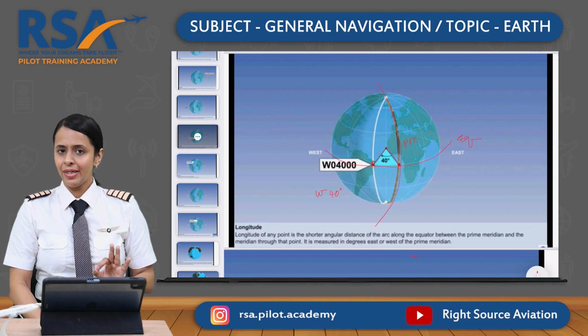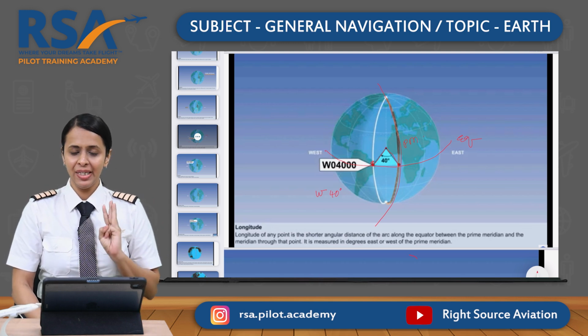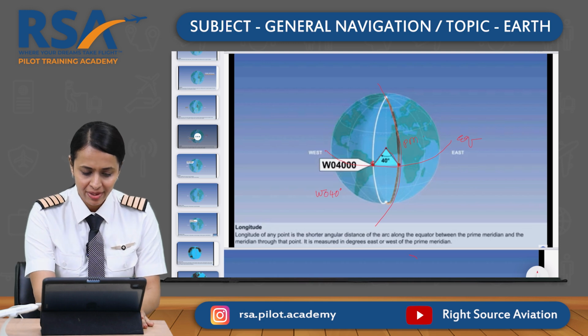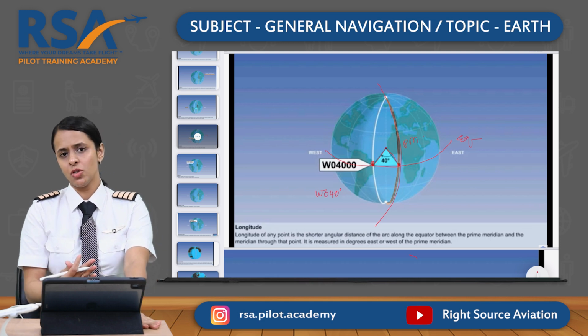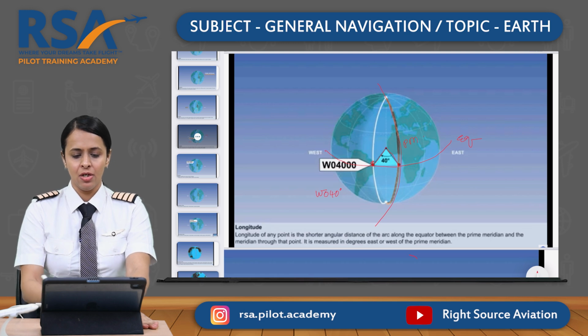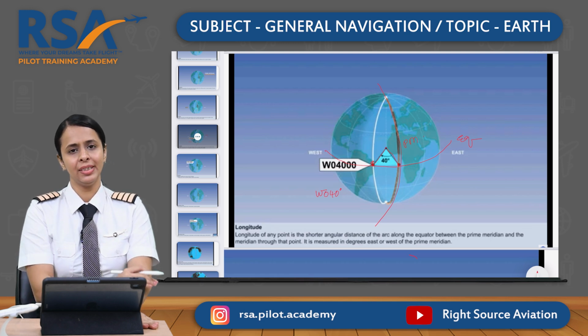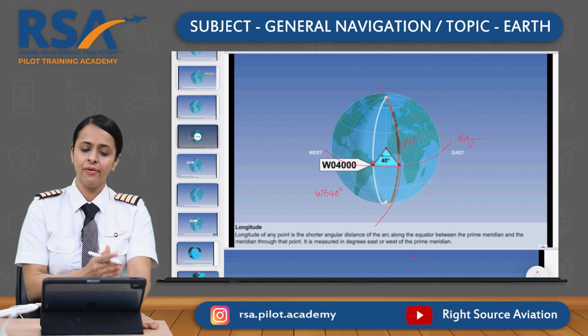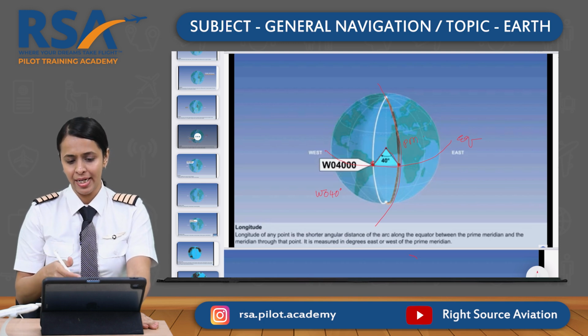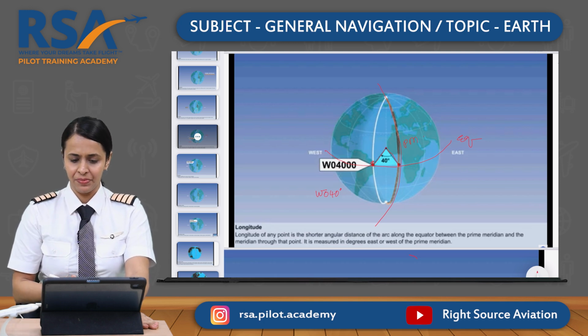But whenever we write longitude, it is always going to be 3 digits and not 2. So I will have to write a 0 in front of it so that it becomes 3 digits. Here also there can be degrees and minutes. So this becomes west 40 degrees. So west 040 degrees is nothing but a west longitude, which makes a 40 degree angle from the prime meridian.